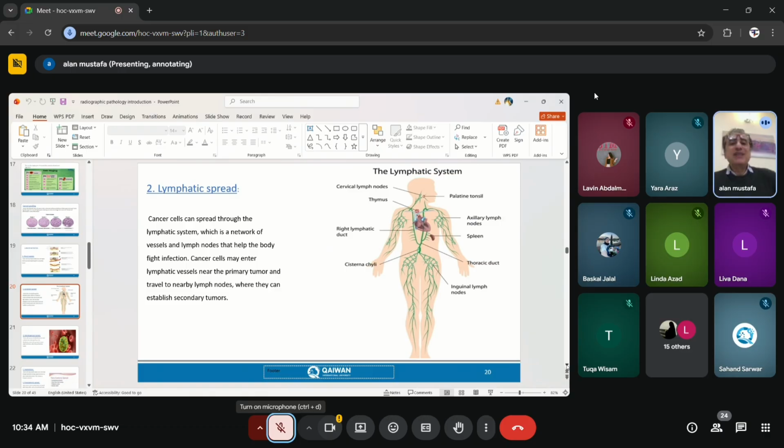The other one is lymphatic spread. We have a blood vascular system and we have a lymphatic system. Around any organ in the body, we have lymph nodes. The first place any cancer goes is to the surrounding lymph nodes. So we call it lymphatic spread. The cancer goes through the lymph.